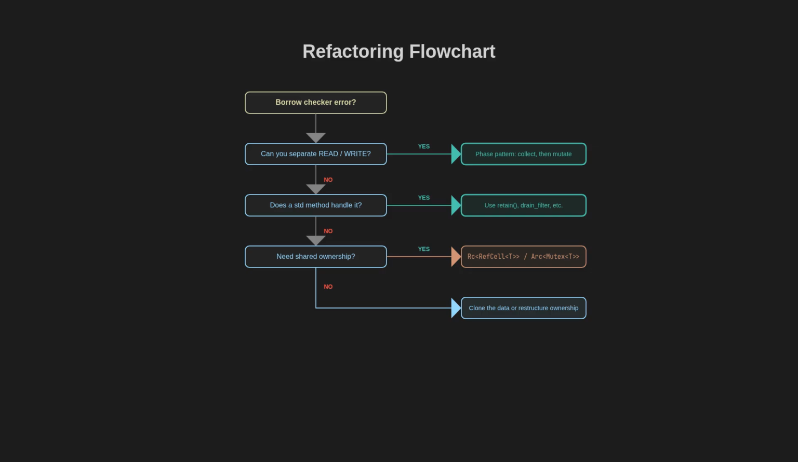Notice the pattern in the top two options: phase separation and standard methods are almost always the right answer. They are zero cost and compile-time safe. So let's recap with a cheat sheet. Phase separation, read then write, it's zero cost. Standard methods, retain, drain, filter, zero cost. Clone the data for small data, simple fixes, just copy cost. RefCell, single threaded, interior mutability, runtime checks. Arc Mutex, multi-threaded, shared mutation, lock overhead.